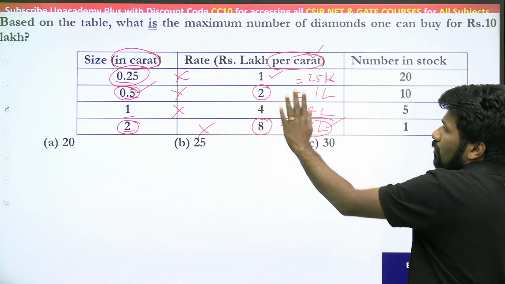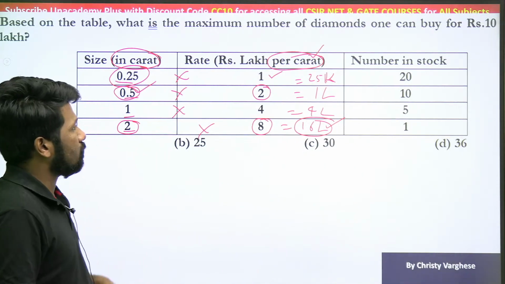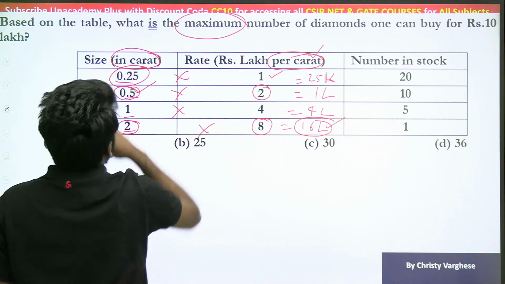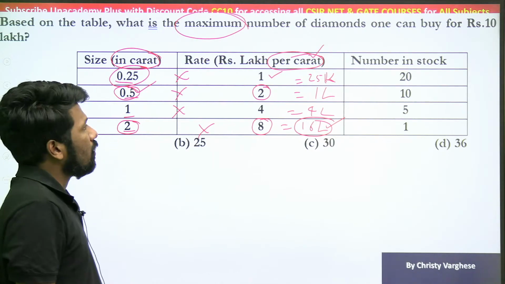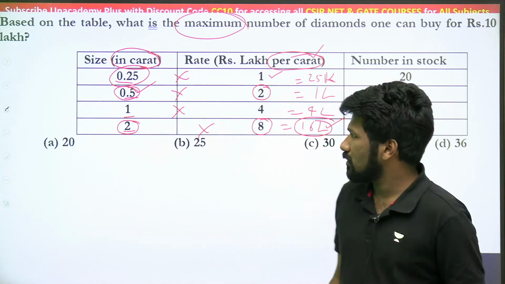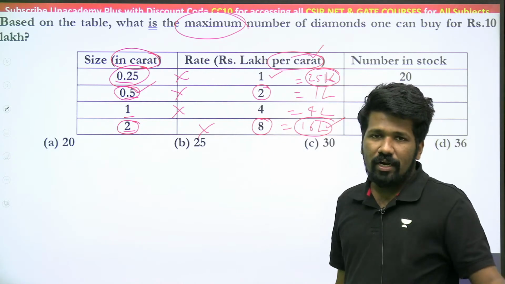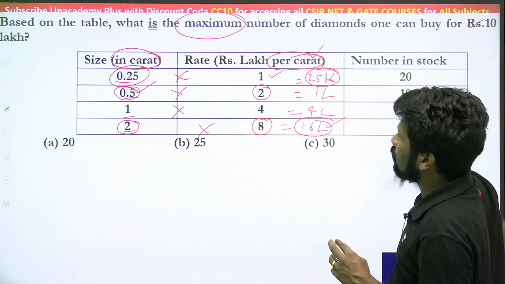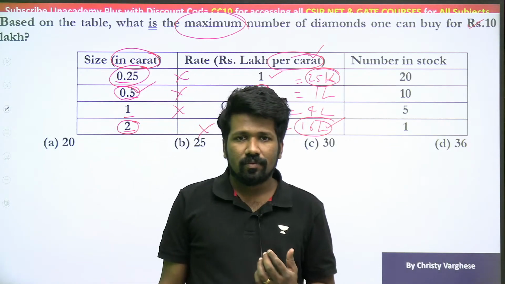From the price per carat, first of all you have to find the total price. Now, what is the question? What is the maximum number of diamonds one can buy for rupees 10 lakh? For the maximum number of diamonds, you have to choose the minimum costing diamond, right? You have to choose the cheapest diamond. The cheapest diamond is the 25,000 one. The price of 1 piece is 25,000. If you have 10 lakh rupees, how many 25,000 diamonds can you buy? With 25,000 rupees each, how many diamonds can you purchase?